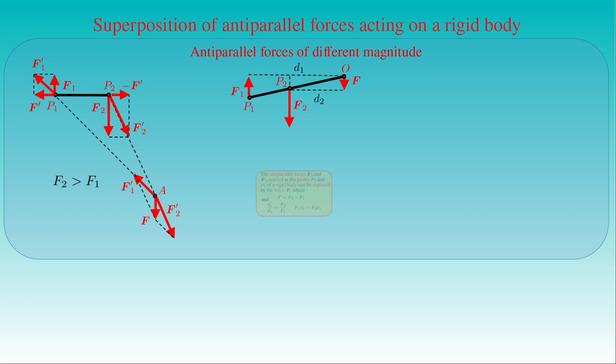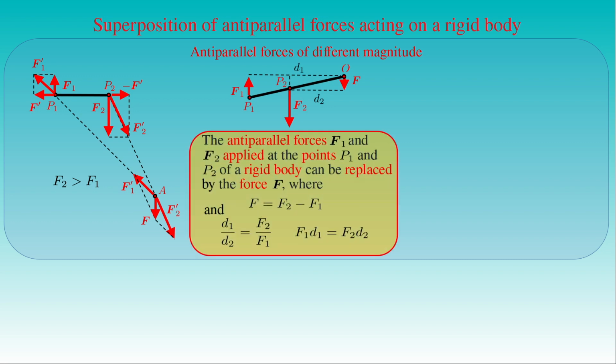As in the previous example, we can translate the force F along its line of action and conclude that the magnitude of the net force F of the forces F1 and F2 is given by the difference between their magnitudes, and its line of action is determined by the equation stating that the magnitude of the force F1 times the horizontal distance d1 between the point P1 and the point O, is equal to the magnitude of the force F2 times the horizontal distance d2 between the point P2 and the point O.